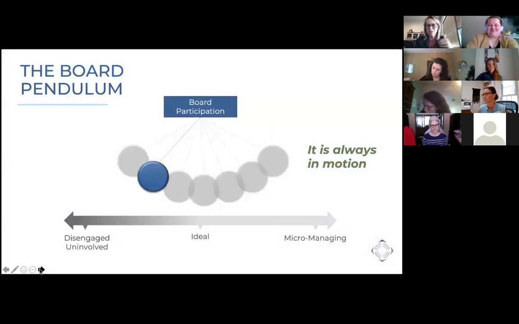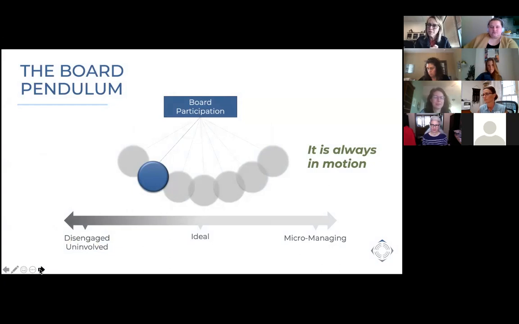So we asked the question about where your board is, and I would say that you're never in one place with every board member. And so it doesn't surprise me at all to hear that some of you have people at every end of this spectrum. And I see this as a continual moving thing for the board as a whole and for individuals. So that's normal. That's what I would say.